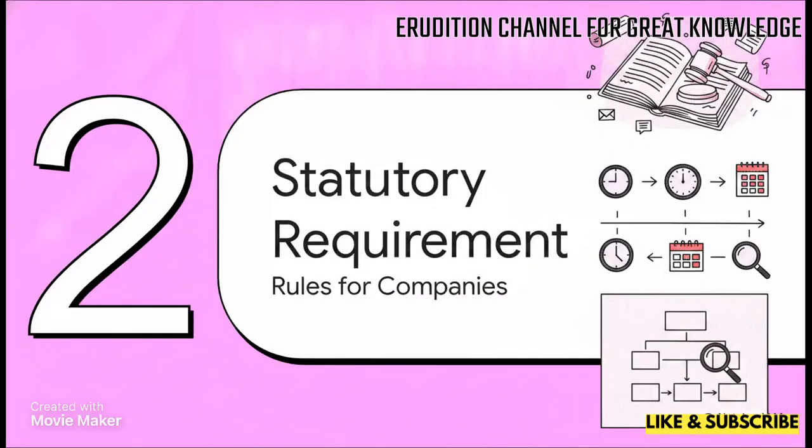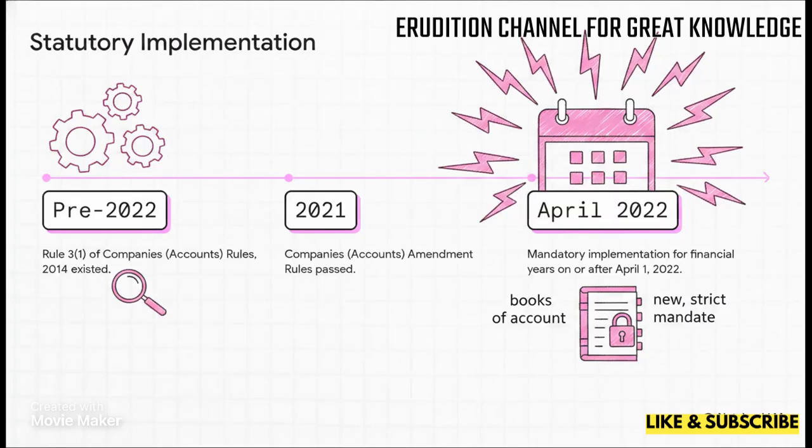Moving right along to Section 2, Statutory Requirements for Companies. Okay, let's shift from the theory to the actual law. You really need to pay close attention here because specific rule numbers and dates are highly testable material. Burn this date into your brain, April 1, 2022. According to Rule 3.1 of the Company's Accounts Rules from 2014, which, by the way, got amended in 2021, this date is the critical milestone.